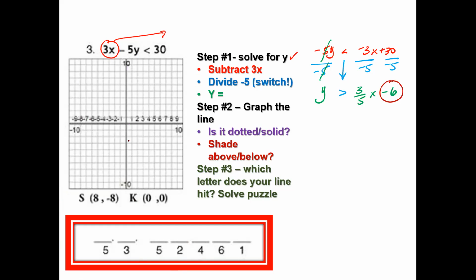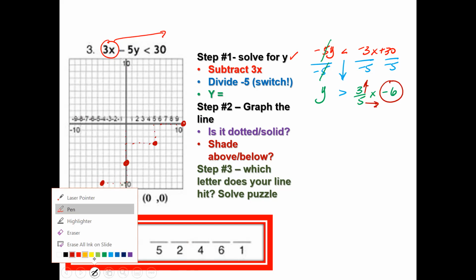And when I graph this, I start on negative 6, 1, 2, 3, 4, 5, 6. Because the slope is positive, you're going to go up 3 over to the right 5. So go up 3, over to the right 5. Now, if you run out of space, you can go down, so down 3, but you have to go to the left 5 just so the direction of your line is in the same direction.